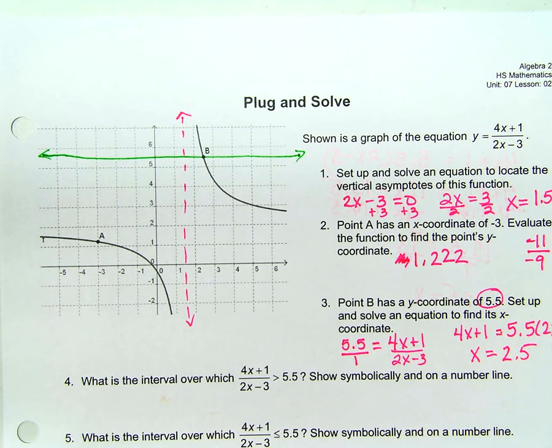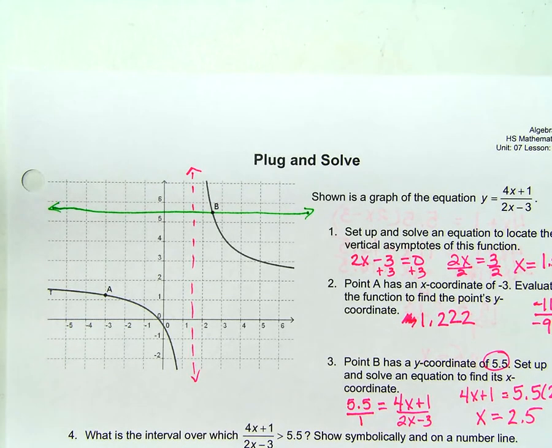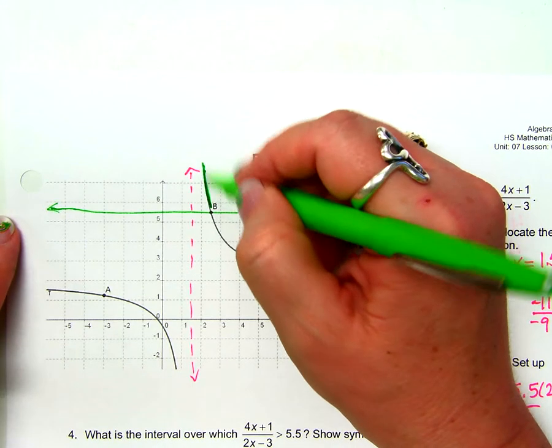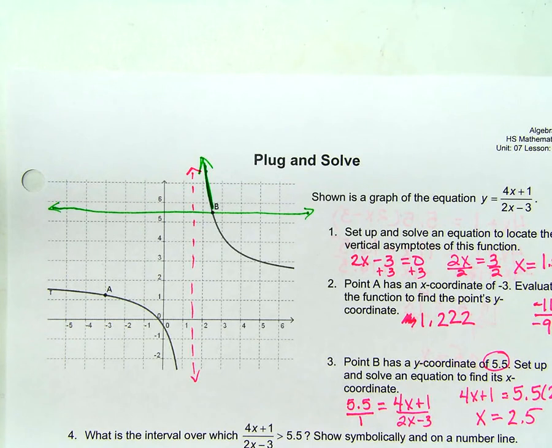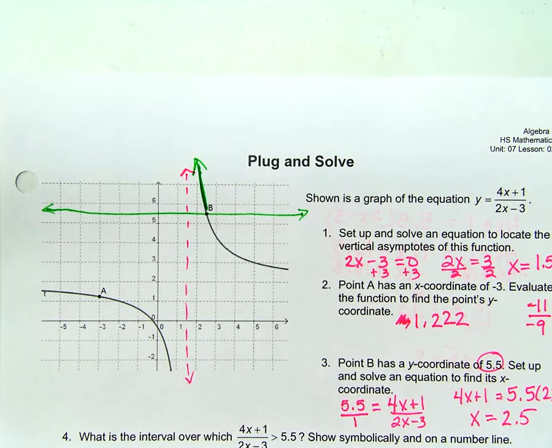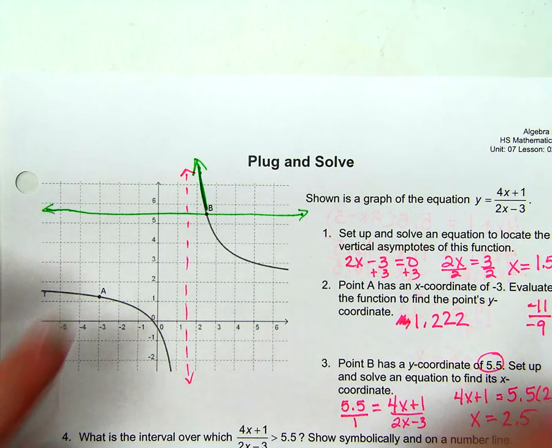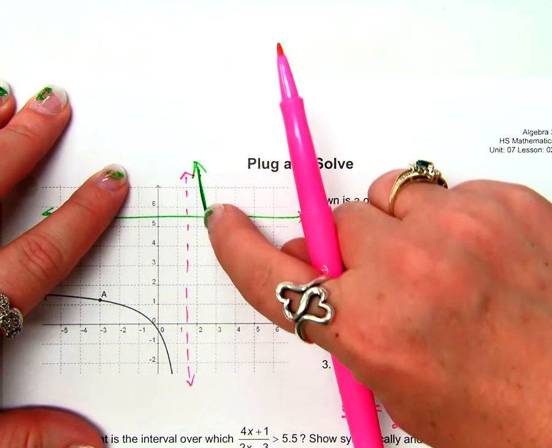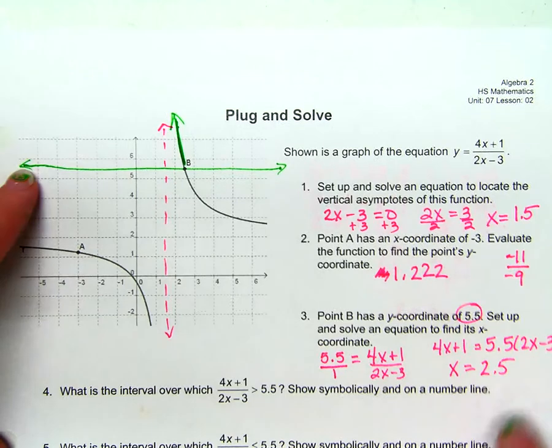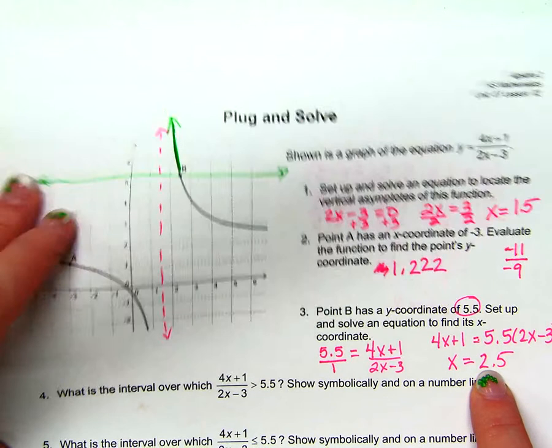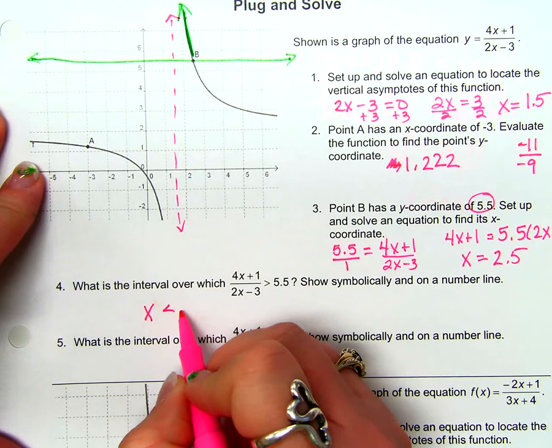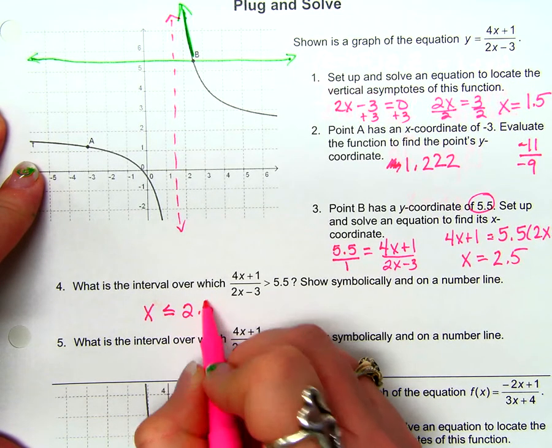Well, look at the graph. Some people can do this without the graph. I struggle with it, just to be honest with you. I want to look at the graph and see where is it greater than this line. Isn't it that part right there? So what x values will give me something greater than a 5.5 for my y value? It's going to be everything less than whatever the x value of point B is. Oh my gosh, I just found that. So it's going to be everything less than or equal to 2.5.